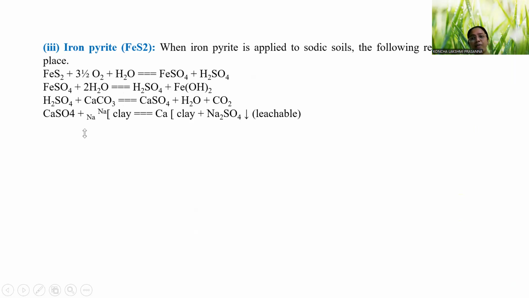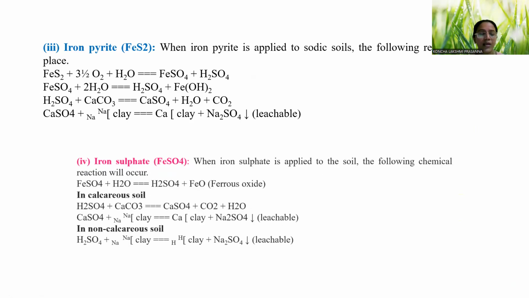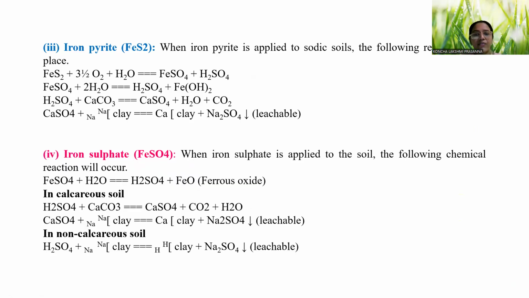This calcium sulfate, when it reacts with the sodic soil or the sodium present in the clay, this calcium replaces the sodium and forms the calcium clay. This calcium clay helps in the neutralization of the acid or decreases the pH. And the sodium sulfate which is formed is leached down.